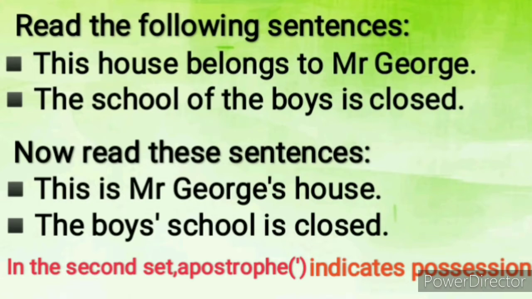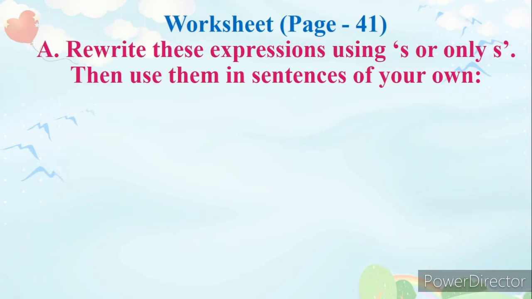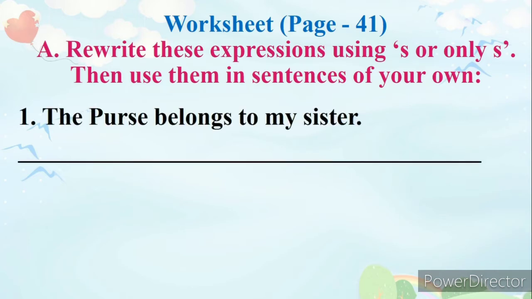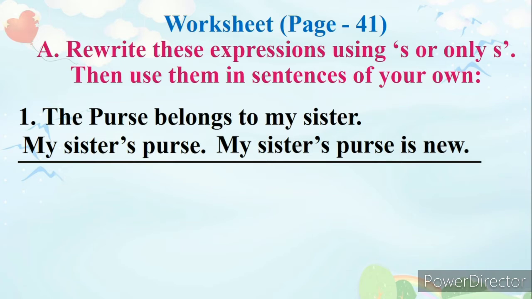Let's solve the worksheet. Dear students, now we will solve worksheet A. Here you have to rewrite these expressions using apostrophe S or only apostrophe. Then you have to use them in sentences of your own. Number 1, the purse belongs to my sister. If we use apostrophe and S here, the answer will be my sister's purse. Now you have to make a sentence with this. Here I have written, my sister's purse is new.